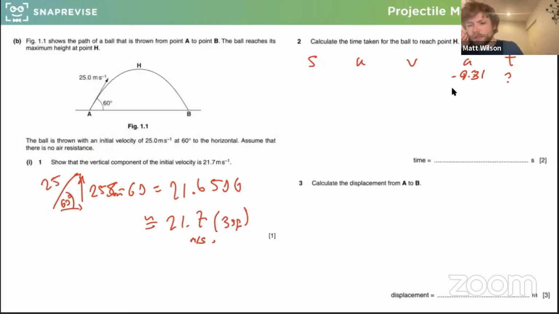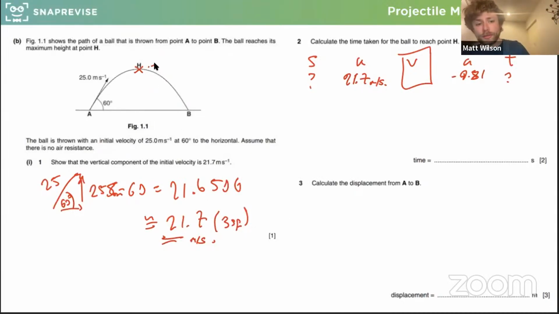Good. So we have 9.81 here. The initial velocity, yes, we just found that out. It's 21.7 meters per second. The displacement, we have no idea. So this is kind of an odd situation. This is one where we have to figure out this thing to make any progress. But we can figure this out because H is the highest point in the motion of this projectile.